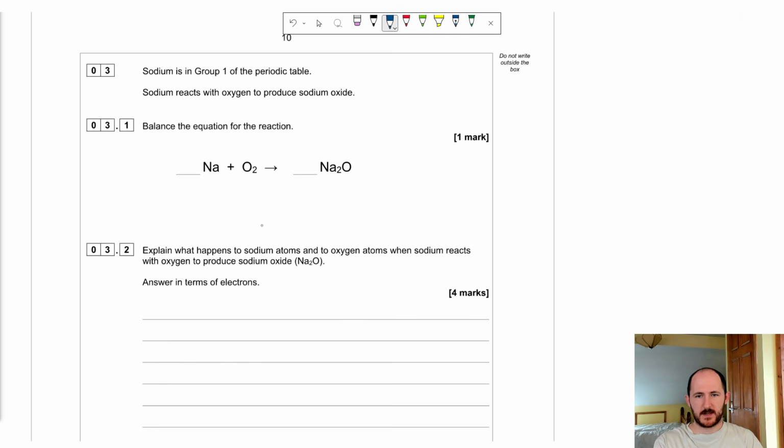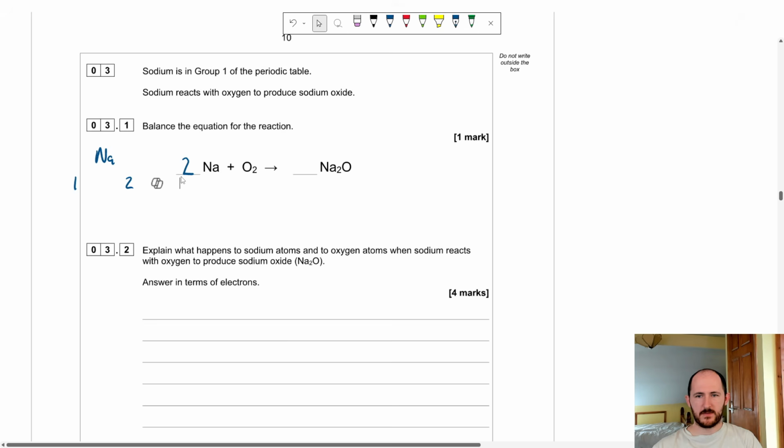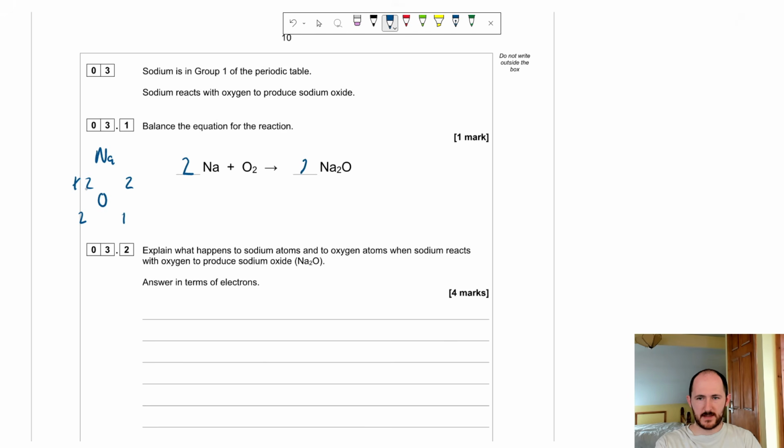So for example, if we start with sodium, on the left side at the moment we have 1, but on the right side we have 2. So to fix that, we're going to shove a 2 in front of the sodium, right? Just to start with. Now we do have 2 on both sides. Now if we do the oxygen next, we have 2 on the left and we have 1 on the right. So I need to put 2 in front of there.